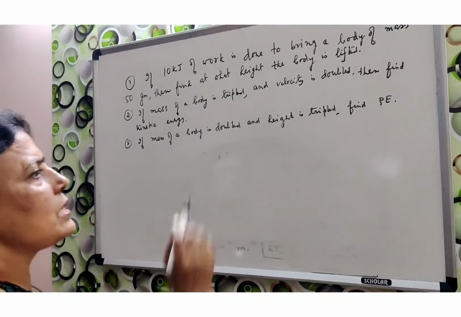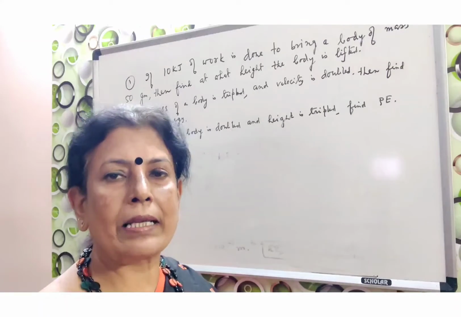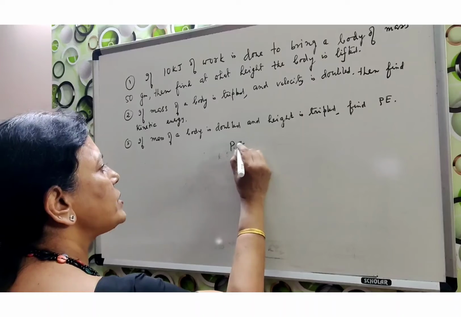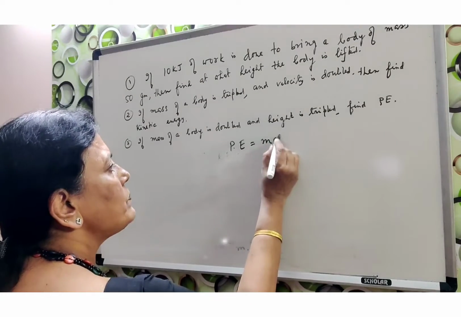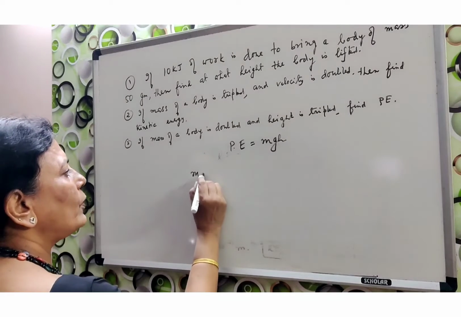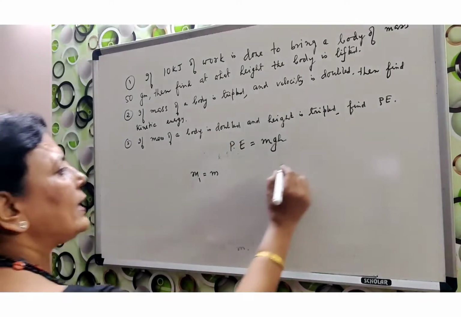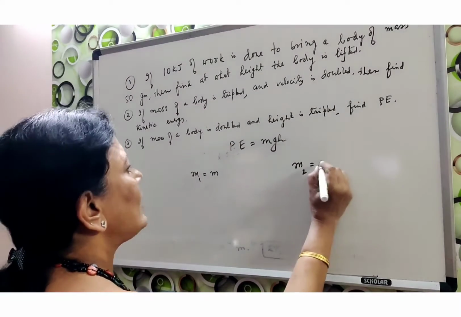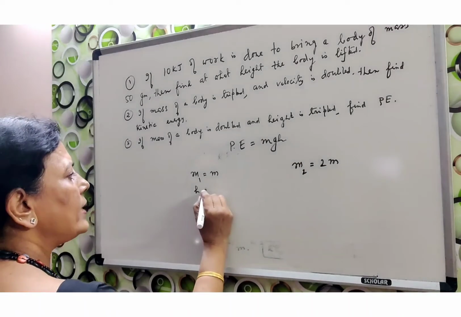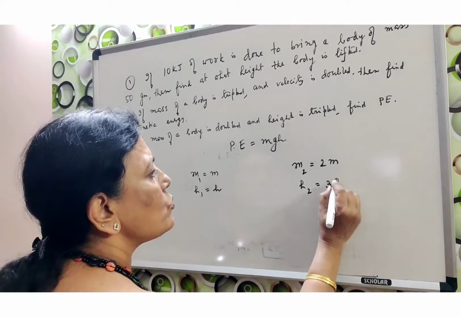If the mass of a body is doubled and height is tripled, find potential energy. We know the mathematical expression of potential energy is mgh. So first, potential energy is equal to mgh. The mass of the body is doubled. Let the initial mass of the body be m. Height is tripled. The mass of the body is doubled, that implies final mass is twice m. And height is tripled, so initial height is h, so final height is 3 into h.